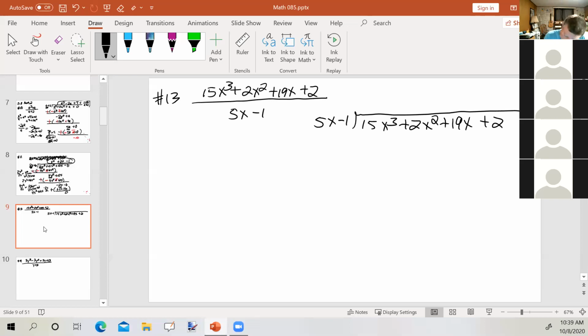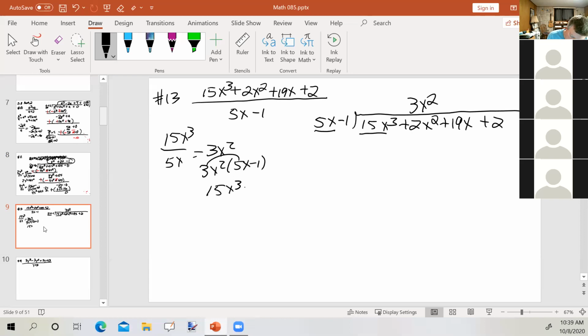So again, we're going to take the leading terms, inside divided by outside, which is 3x squared. So that goes up here. We're going to take the 3x squared times the divisor, the 5x minus 1, which gives us 15x cubed minus 3x squared. Notice in each case, ultimately, I'm knocking out that leading term. If that doesn't turn into a 0, then you've picked the wrong number.